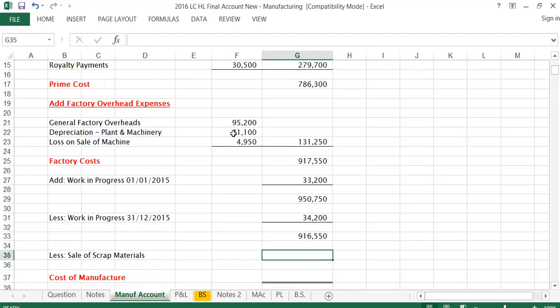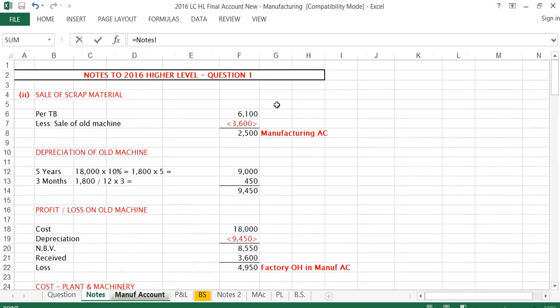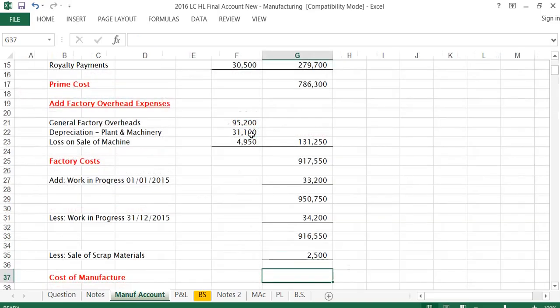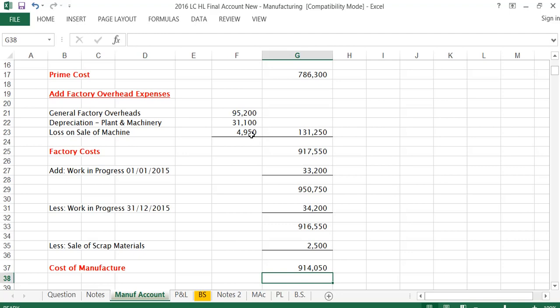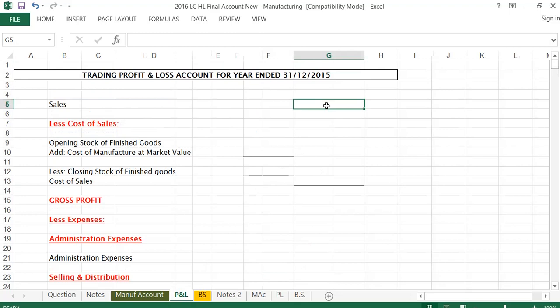And the last thing I have to do, that's my cost so far, 916,550. I have to take away the sale of scrap material because that will reduce my costs. And the sale of scrap material from note 2, it was one of the first notes we did, is 2,500. So if I take that away, that gives me a cost of manufacture of 914,050. Manufacturing account done.